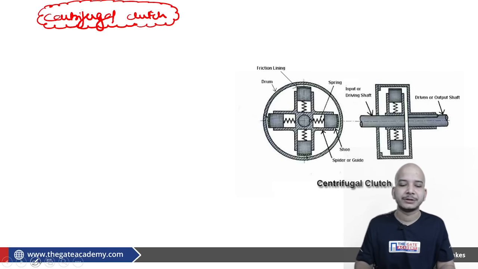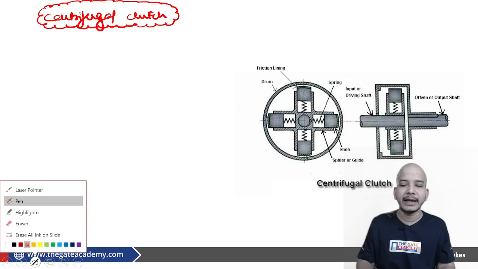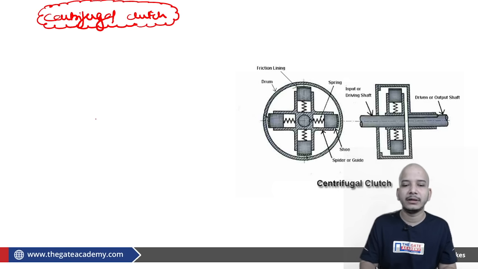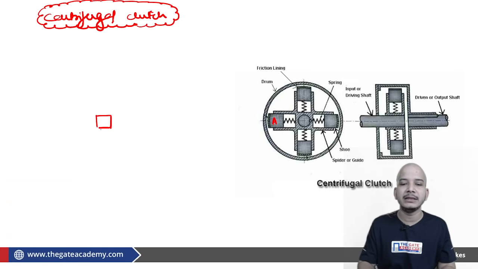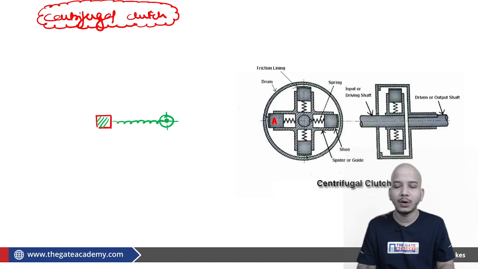For that this concept was made, and that is something which we should know before going to the centrifugal clutch. Okay, so let's talk about any particular drum. Let us talk about this A. If I am able to derive everything as far as this block is concerned, then very easily I can say it for the other as well. So this is my spring. Say this is the axis of rotation, perpendicular to the screen.